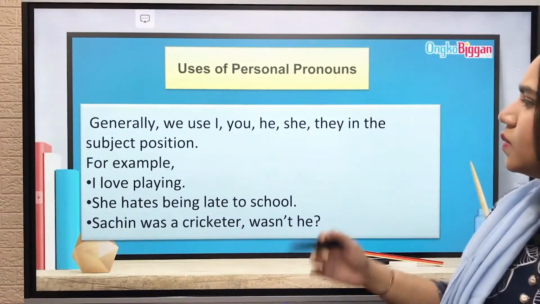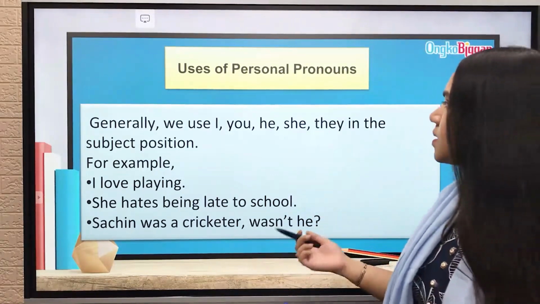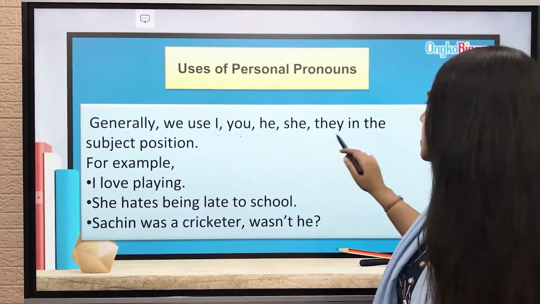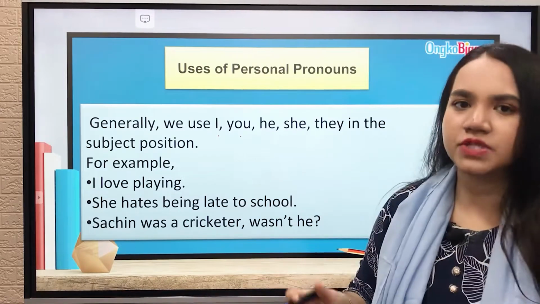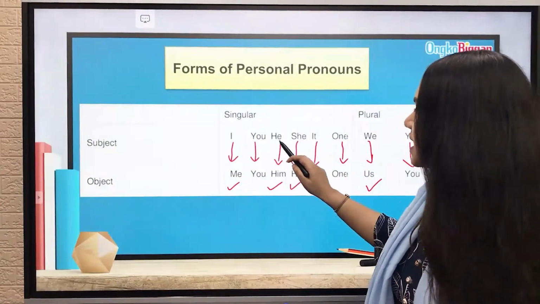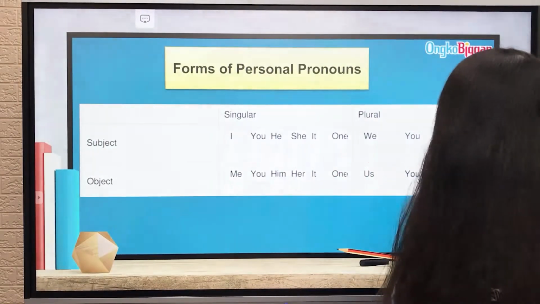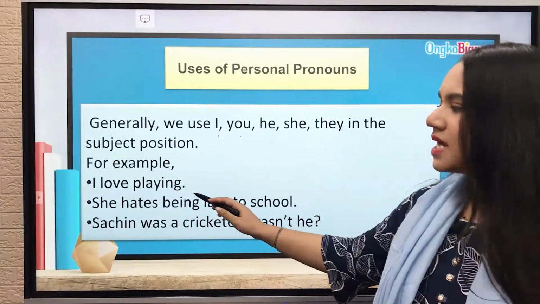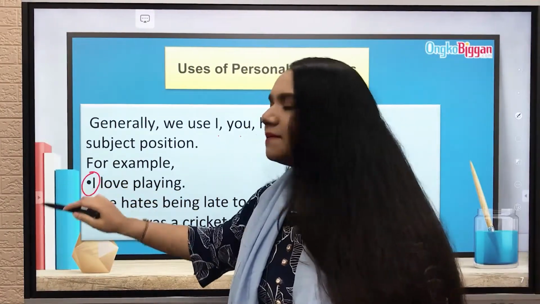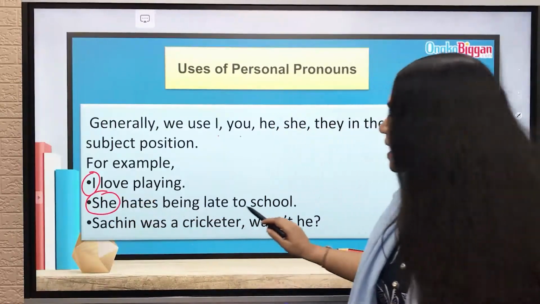Now, when do we use these personal pronouns? Generally, we use personal pronouns like I, you, he, she, it, they in the subject position. As you can already see here, we use these words I, you, he, she, it, one in the subject position. So let's look at a few examples. I love playing. I will not say me love playing, right? I am saying she hates being late to school.